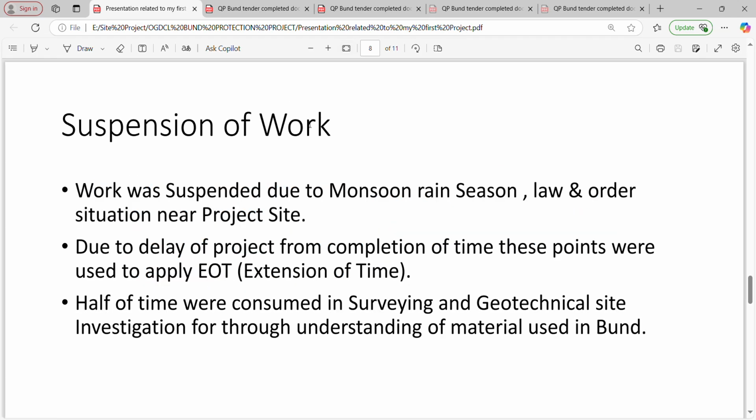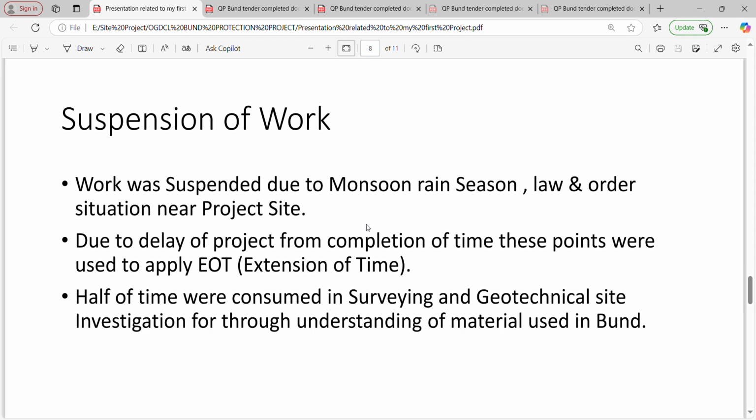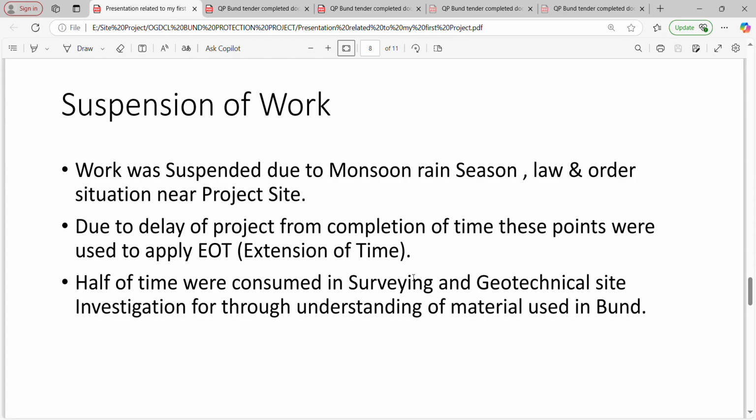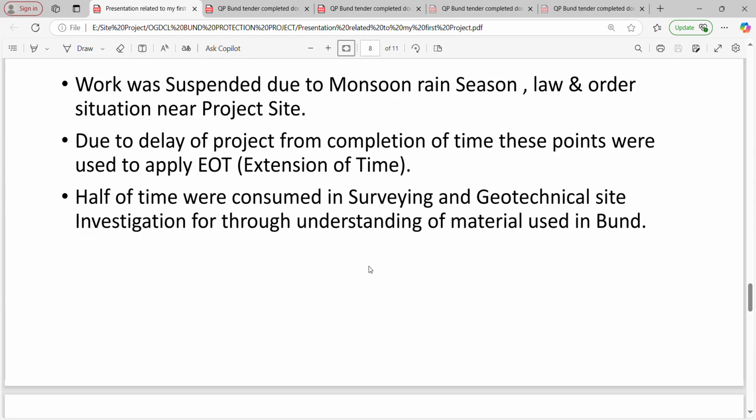Suspension of work during the project execution: there were several delays in the work. Most commonly the monsoon rain season, and second the law and order situation near the site. Basically, all these points can be used for the extension of time. Similarly, more than half the time was also consumed in pre-construction survey and geotechnical site investigation.